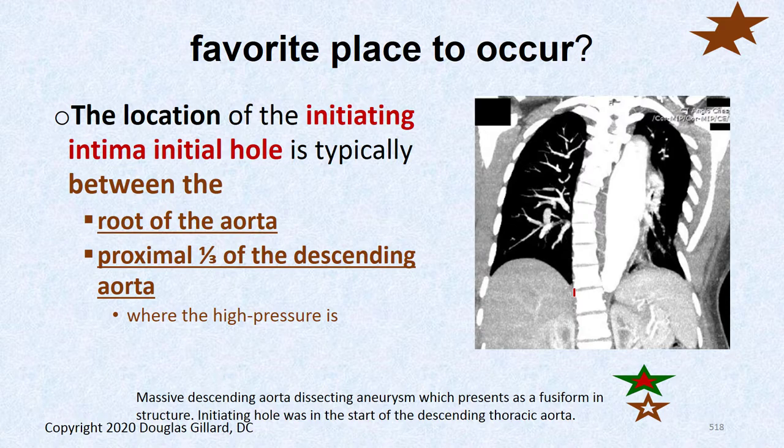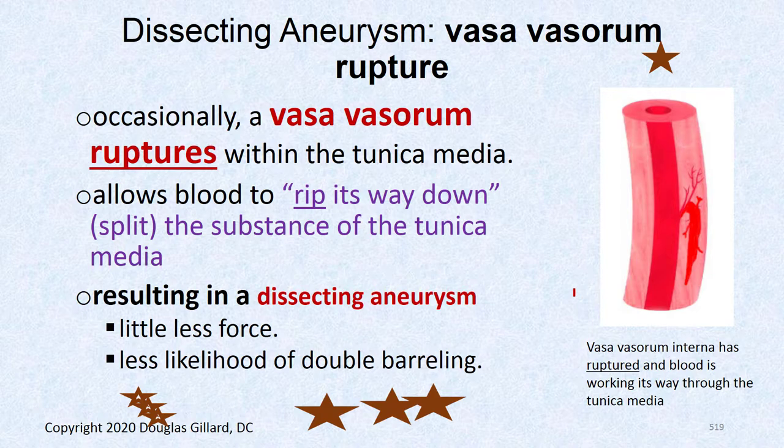Where's the favorite place? Well, where's the pressure the highest? Probably the ascending aorta is the number one spot. But anywhere between the root of the aorta, which is where the ascending aorta connects to the heart, and then to the proximal one-third of the descending aorta, which is basically the thoracic aorta. So those are the most common places where it starts.